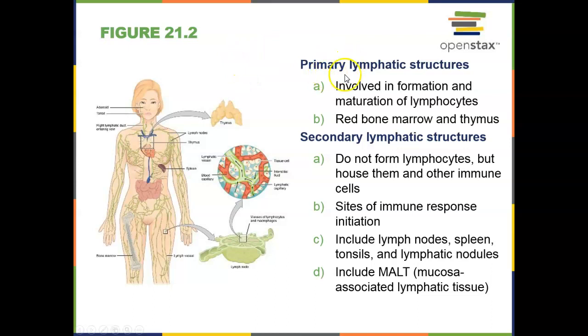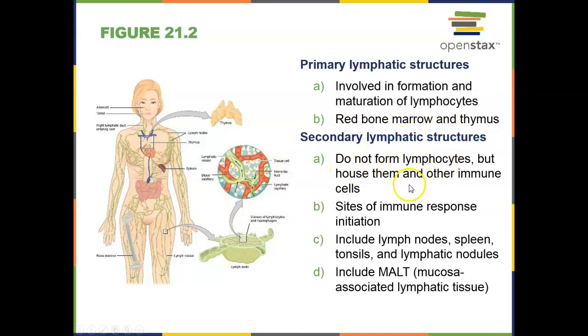So what are some of the primary lymphatic structures versus secondary lymphatic structures? Primary structures are the structures that actually form the lymphocytes that are found in the lymphatic system. And then secondary structures are the areas where those lymphocytes stay and check out the lymph that's moving through to make sure that there's no pathogens associated with that fluid. So for primary lymphatic structures, we have red bone marrow where all blood is formed. And then we have the thymus where T cells go to mature.